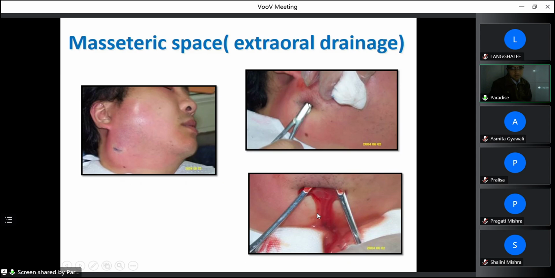Once the pus is drained, the first thing you have to do is collect the pus and again send it for culture and sensitivity. Whenever there is pus, make it a habit to do culture and sensitivity. Never try to prescribe antibiotics blindly, because empirical therapy may or may not work. You should always see the microbiological report, the type of bacteria present, and the culture and sensitivity for the type of antibiotic.